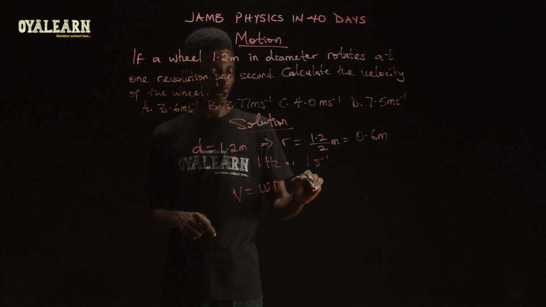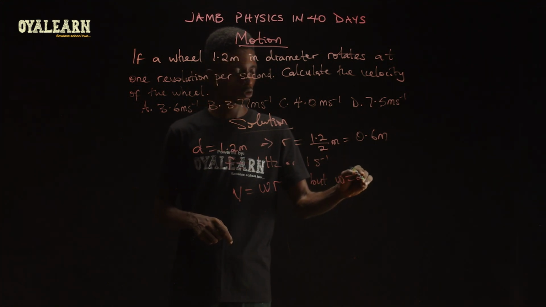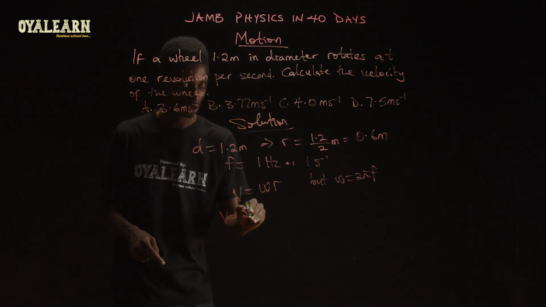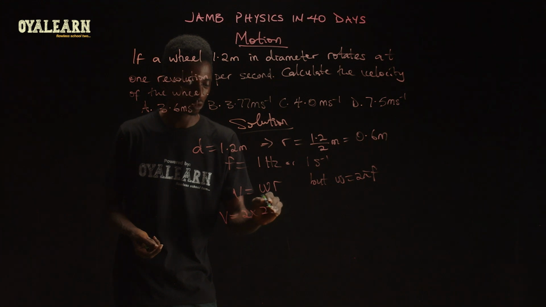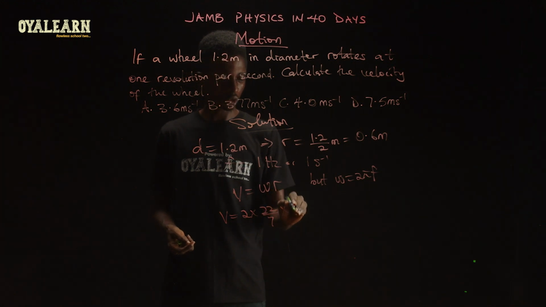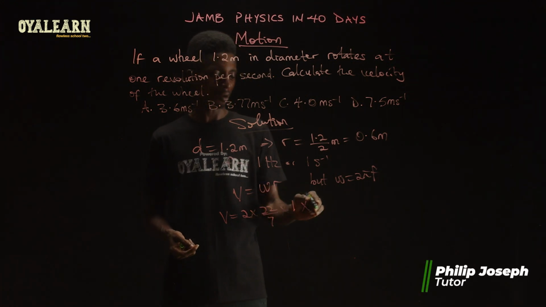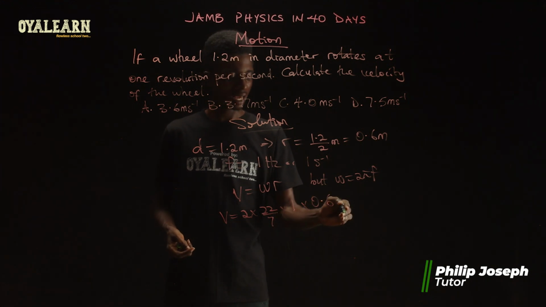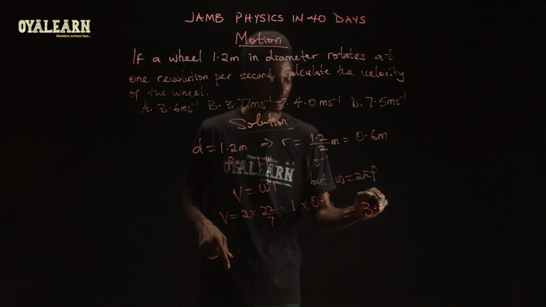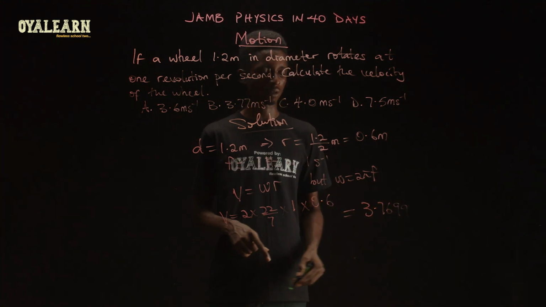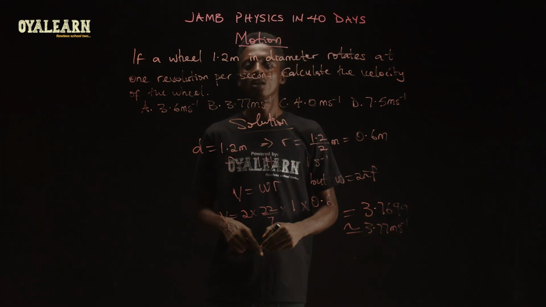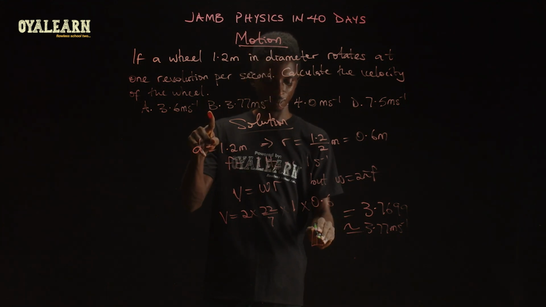Now we are to find velocity v, which equals wr, but w itself is 2 pi f. So we can then apply that here and say v equals 2 times pi, which is 22 over 7, times f, which is 1, times r, 0.6. And when we compute this with your calculator, it should come about 3.7699 thereabout. And this is approximately 3.77 meters per second. So the correct option is B.